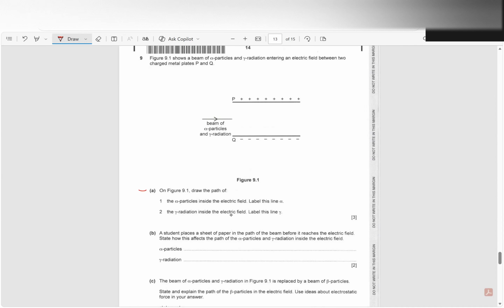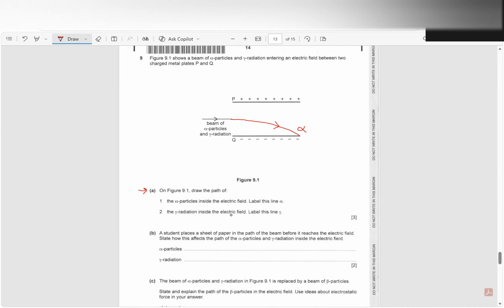Okay. In part A, it says on figure 9.1, draw the path of the alpha particles inside the electric field. Okay, alpha particle. We need to remember they're positively charged, right? And they're heavy as well. So these two properties are going to make us clear that since they're positively charged, they're going to deflect, move towards the negative plate. However, smoothly. Why? Because they are heavy.